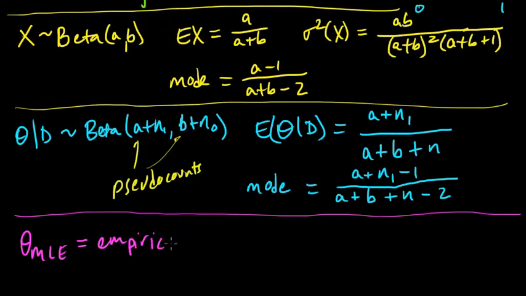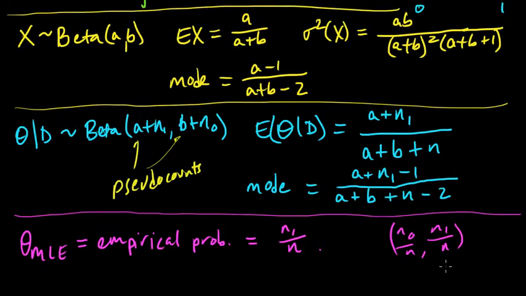Since this theta is just the probability of getting a 1, then this is the empirical probability of getting 1. So this is just n1, the number of ones that we observe, divided by the total number of flips. Before, we were considering a vector of probabilities, and that vector would be n0 over n, n1 over n. This would be the empirical distribution. So that's the MLE, and we can also immediately get the MAP.